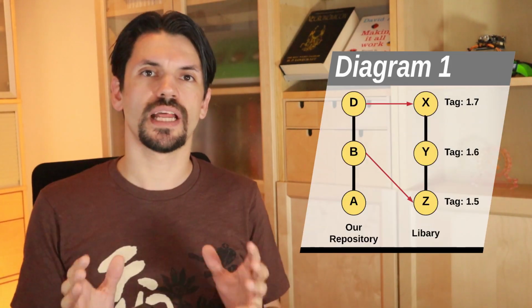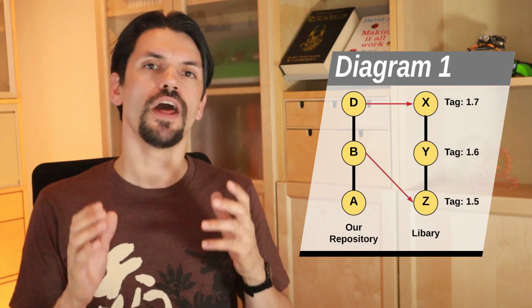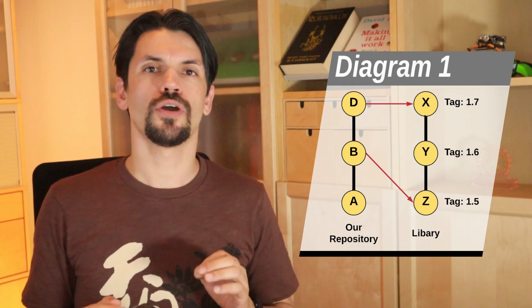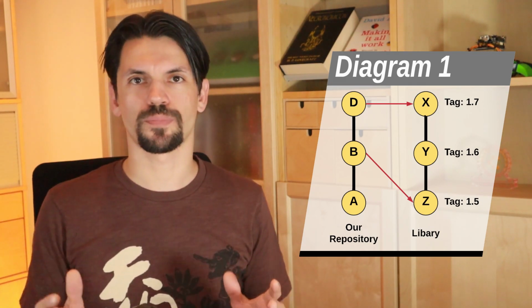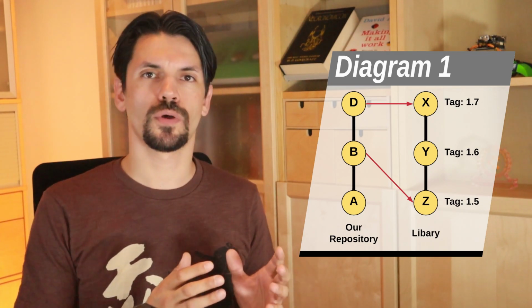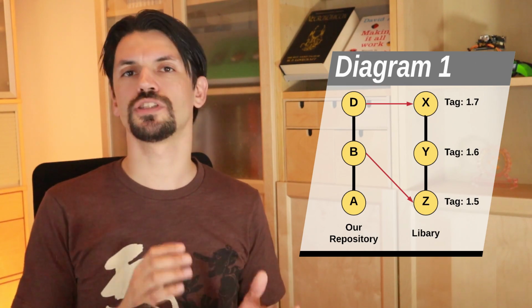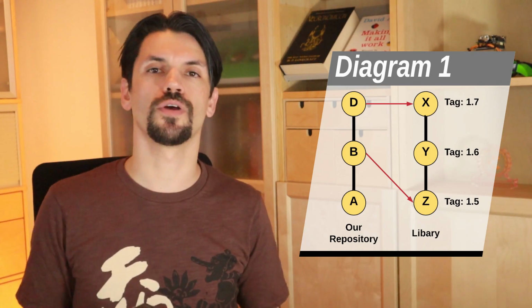Let's start with what submodules really are. In short, it's a directory that points to a specific commit in another repository. Let me show you this on a small diagram. On the left, we have our repository, and commit B points to commit C in the repository on the right.